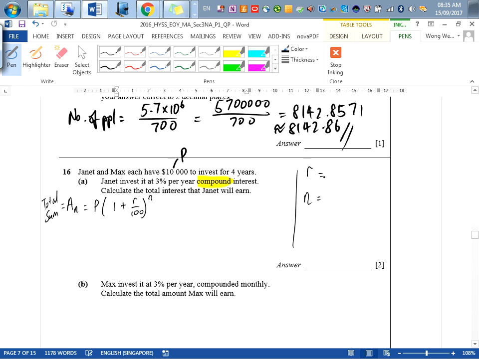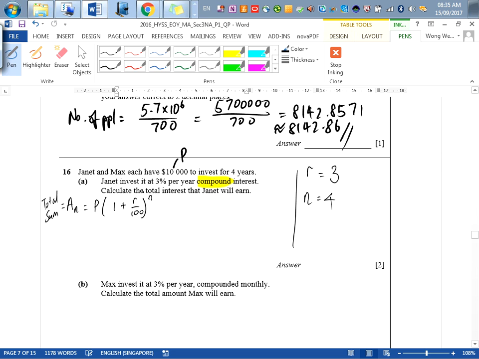Okay, interest rate per period. What is one period in this question? Yeah, one period, according to this question, one period is 1 year. Okay, so what is the interest rate per year? 3. So R is equals to 3. Not 3%, it's equals to 3. Okay, what about N? What is the value of N? How many periods are there? 4 periods, because there are 4 years.